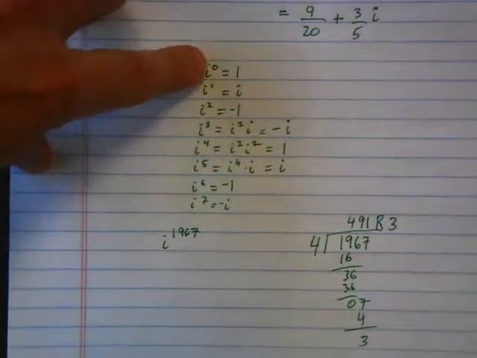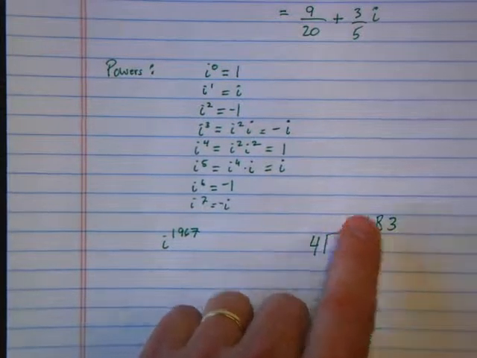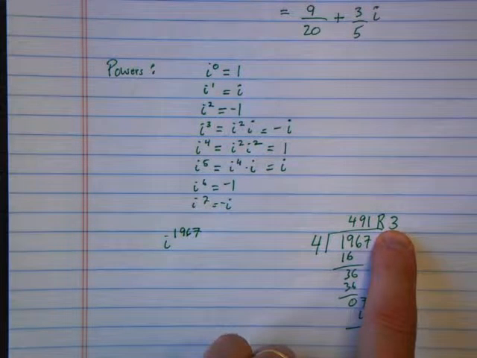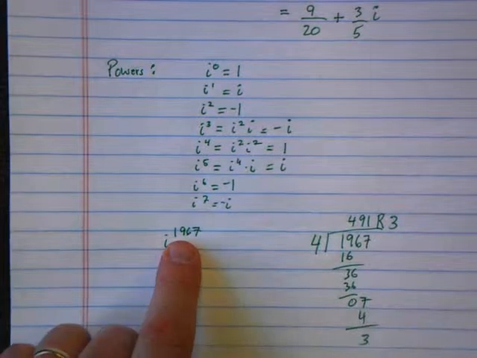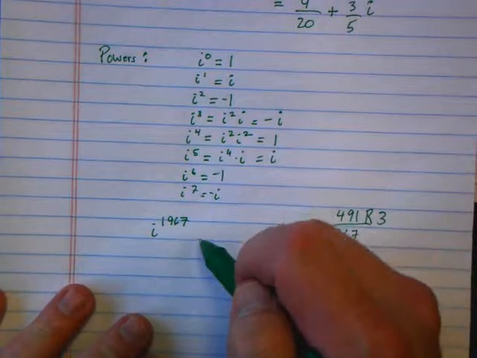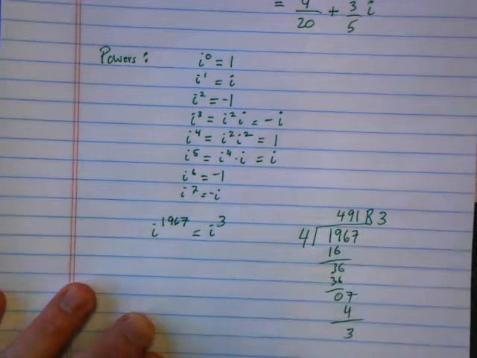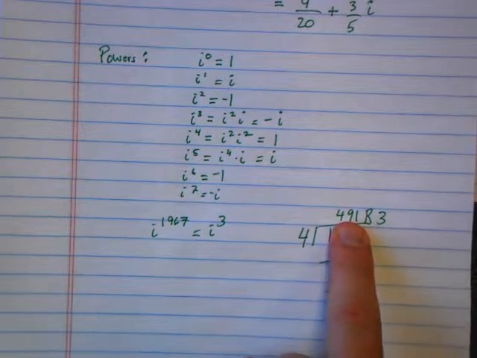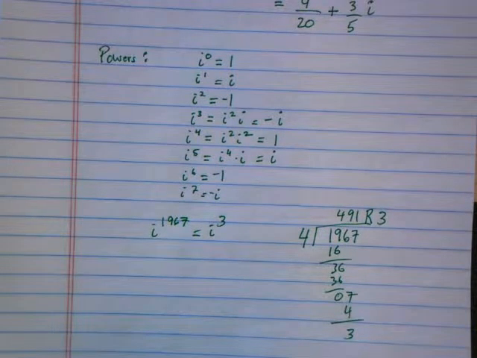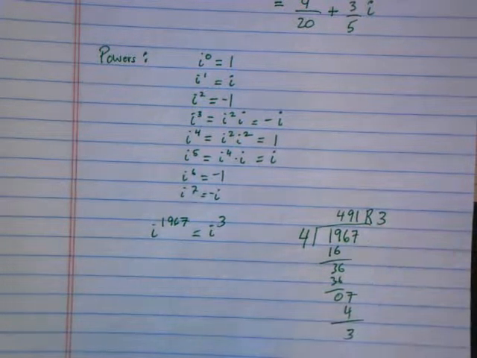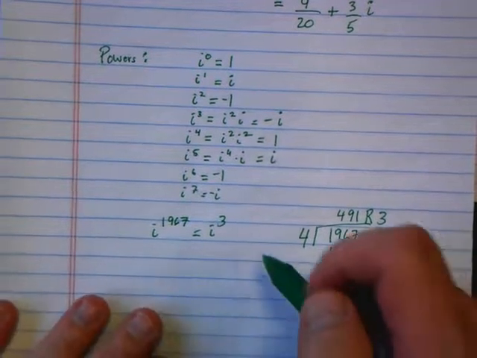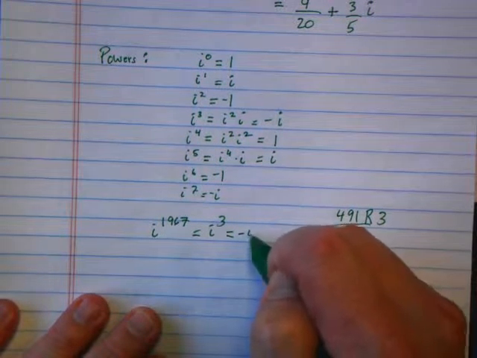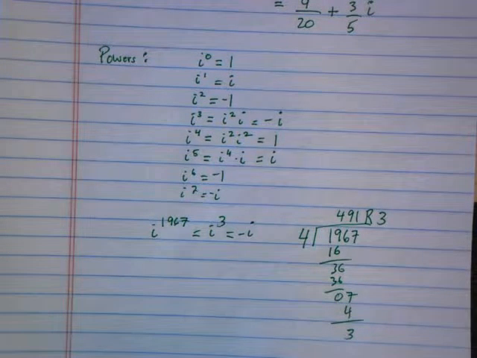And I'd be right here. And then I'd have to go 3 more steps. So you do this division, you take the 1967, you divide it by 4, and it's always i to whatever your remainder is. This 491 tells you how many times you cycle through the pattern, and then you have 3 steps to go. i cubed is negative i. Questions on that?